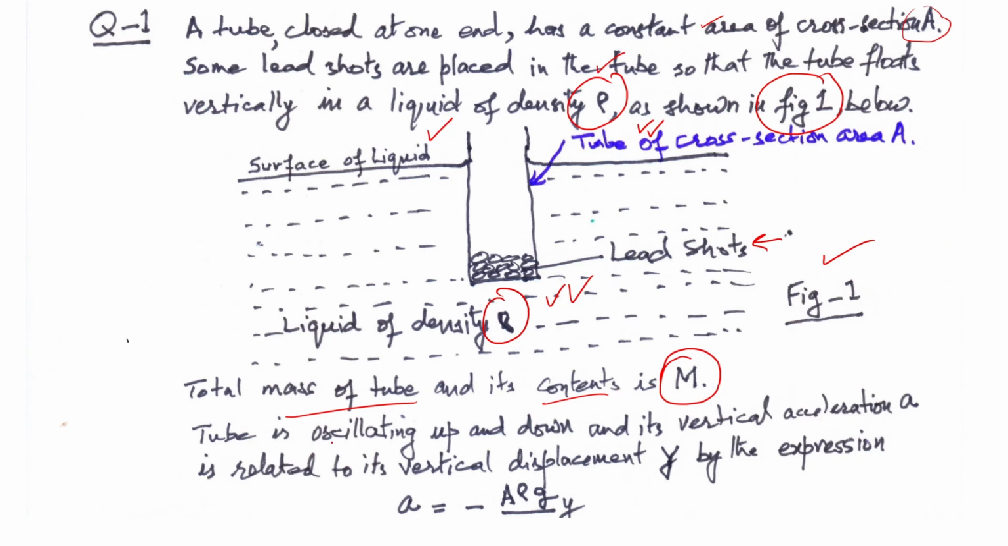Tube is oscillating up and down and its vertical acceleration small a is related to its vertical displacement y by the expression a is equal to negative A ρ g over M multiplied by y.